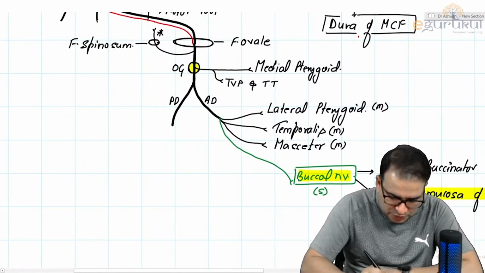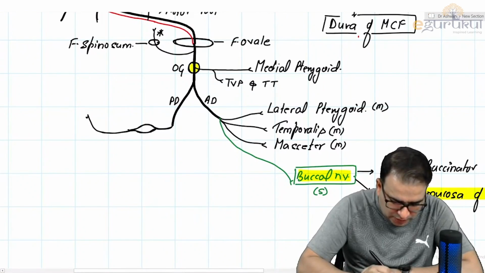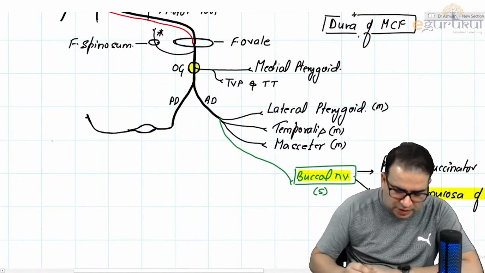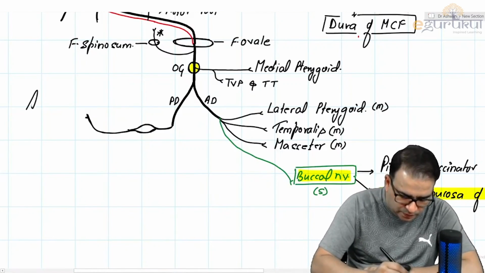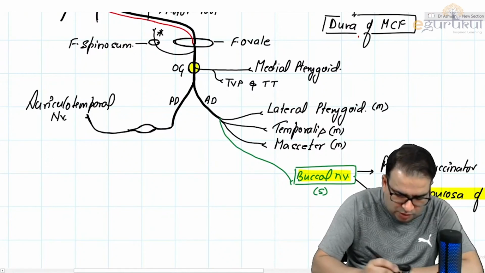One of the branches of the posterior division is called the auriculotemporal nerve. Now look at this, how I'm drawing it, guys. That's one of the branches from posterior division. There are others also, but first let's stick to this one. This nerve here is called the auriculotemporal nerve.